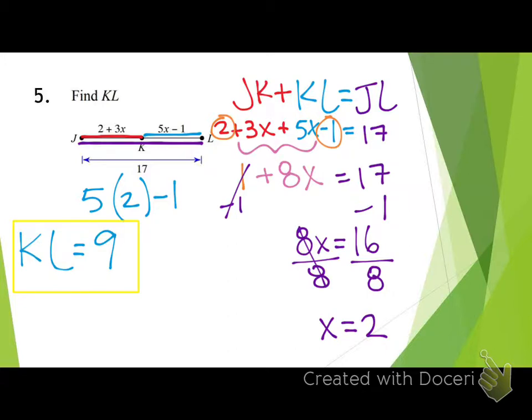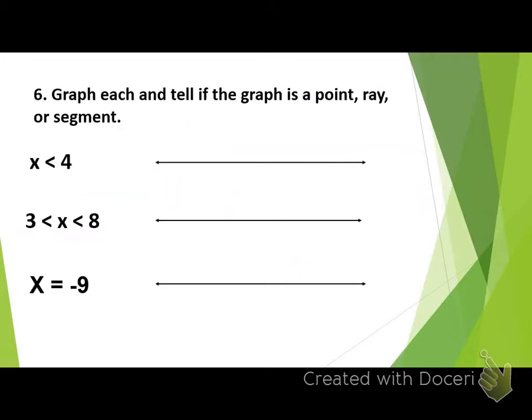All right, so we're going to graph and then tell if the graph is a point, ray, or segment. So go ahead and draw 3 dashes. 1, 2, 3. Super hard. Is it? Are you being sarcastic? I thought you were. What 3 numbers am I going to put on this first graph? 4 in the middle. 3, 4, 5.